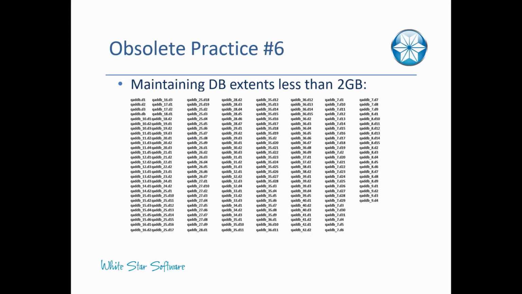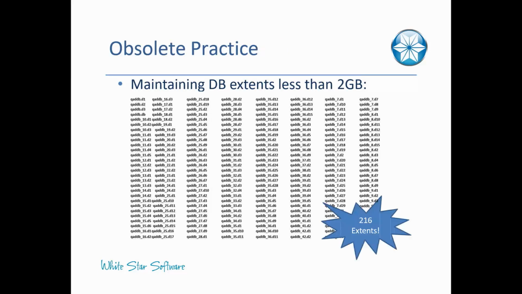Obsolete best practice number 6: maintaining database extents less than 2 gigs. This is an actual database of a DBA that was absolutely adamant about making sure you're in 2 gig extents. So who can guess how many extents this reached? 100, 200, 216 extents.